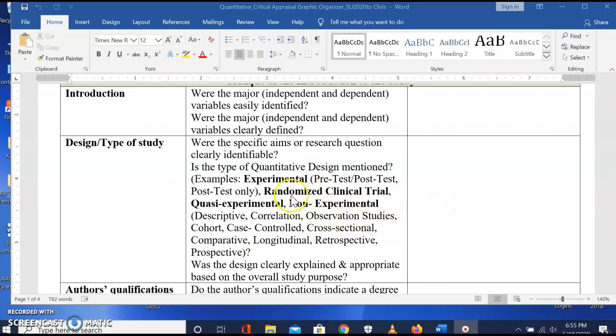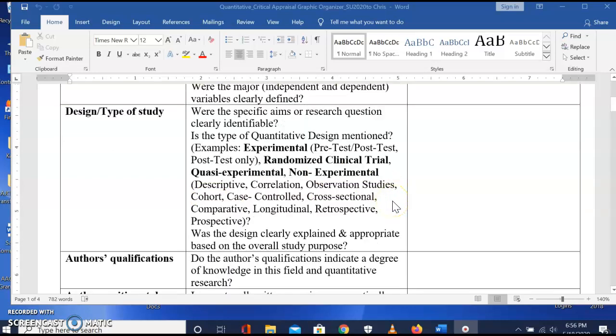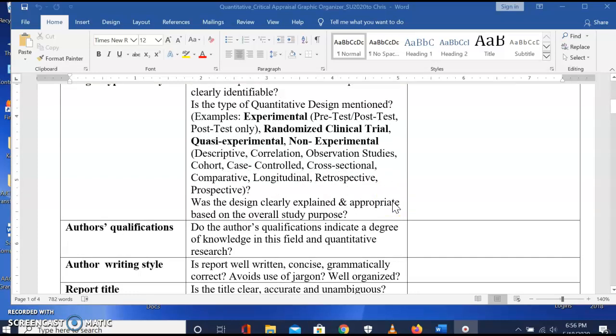So the major bolded categories are the larger study types, and the ones underneath them are the subcategories. Non-experimental includes things like descriptive, correlational, and observational studies. Those are all considered non-experimental. And then experimental is a pre-test, post-test, or a post-test only. Randomized clinical trial is also experimental, but it is usually just called a randomized clinical trial.